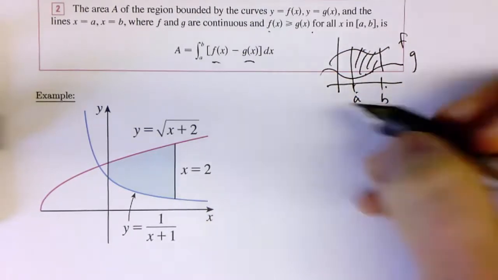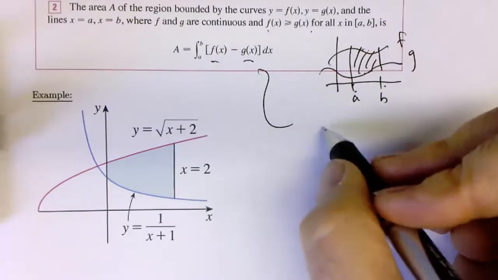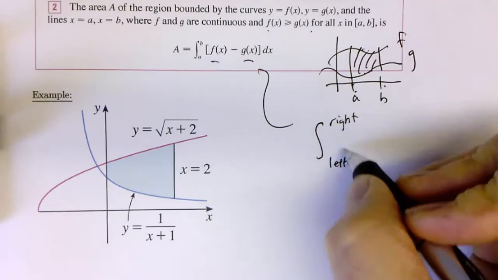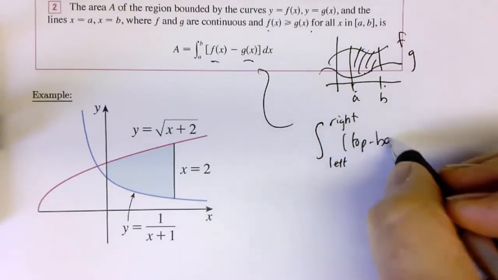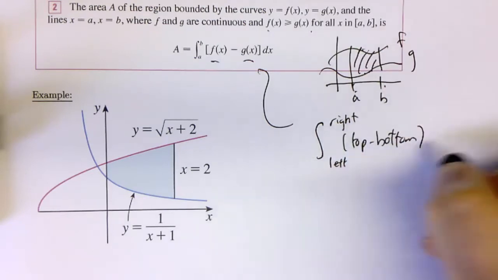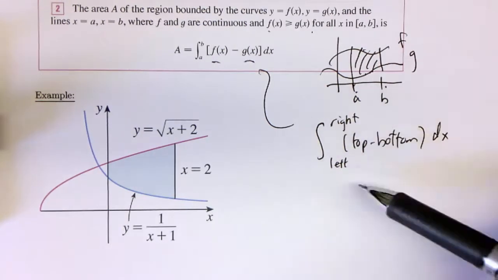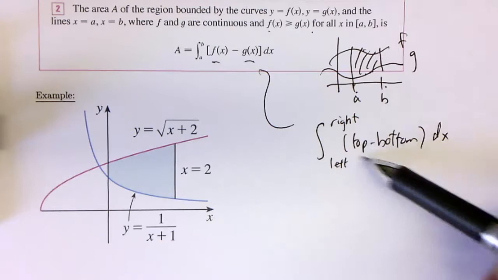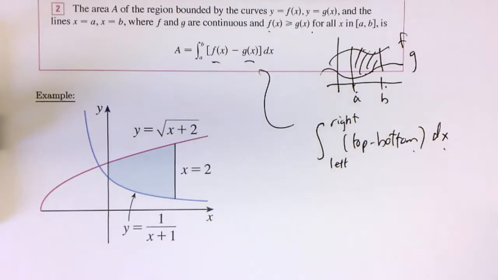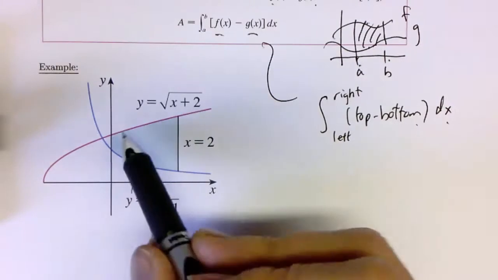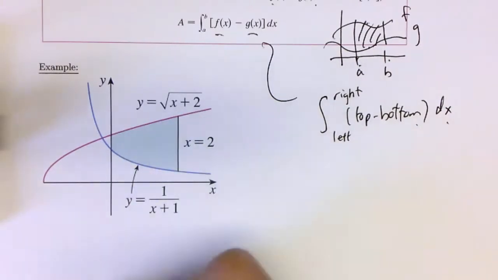and integrating from left to right. The way I often remember these, in fact, is I will just write the integral from left to right of top minus bottom. That gives me the height times the width. So this represents the sum from left to right of the height times the width, which gives me the total area. For this, let's find the area of the region shaded light blue here.